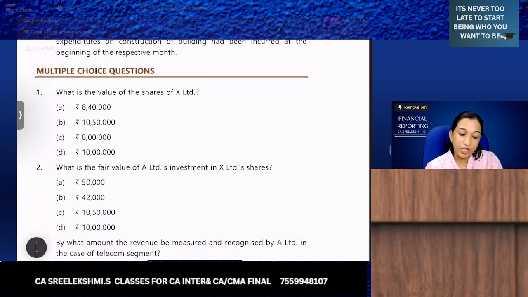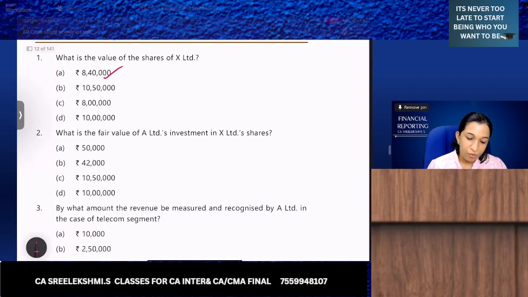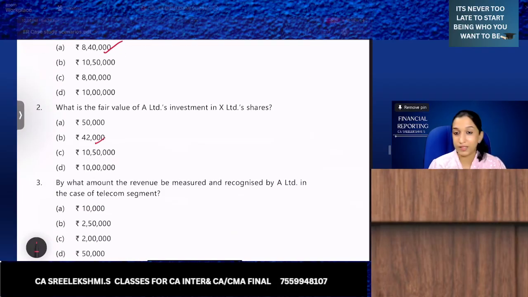What is the value of shares of X Limited? So value per share is 168. So they are asking all the shares into 5,000, 8,40,000. What is the fair value of A Limited's investments? 42,000.